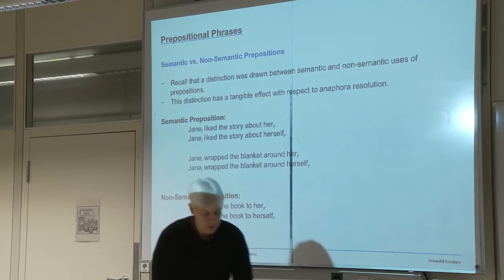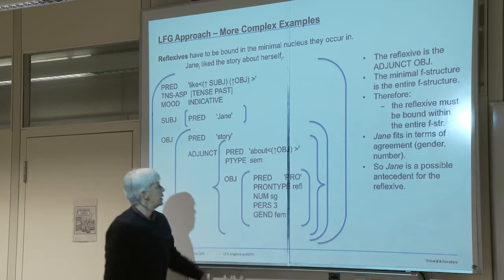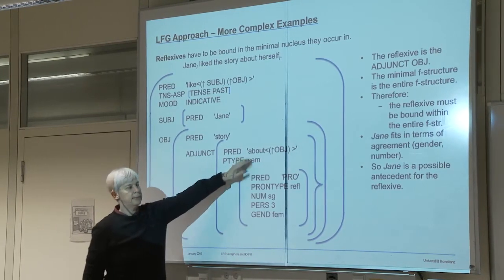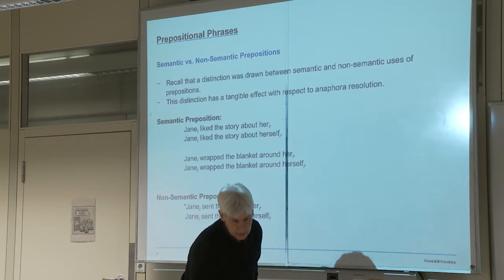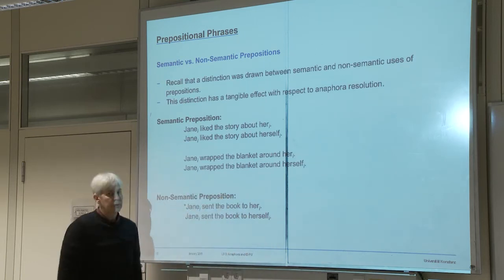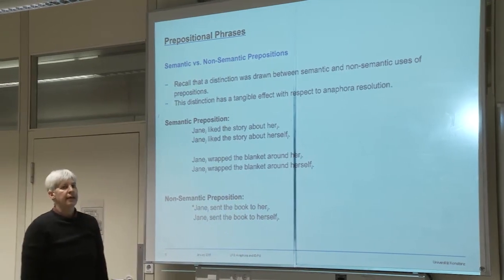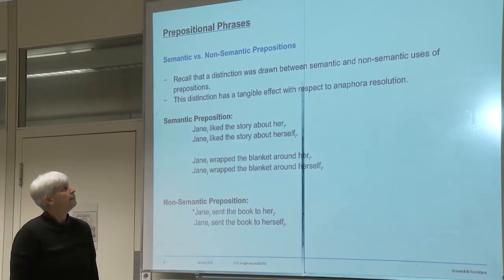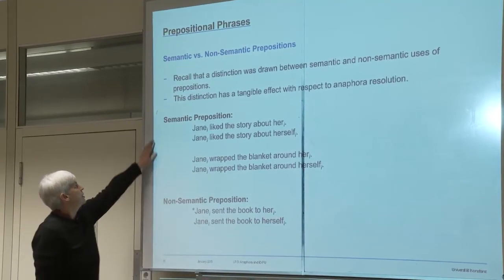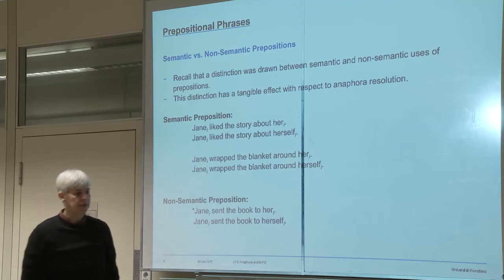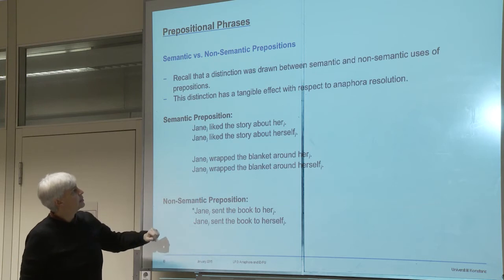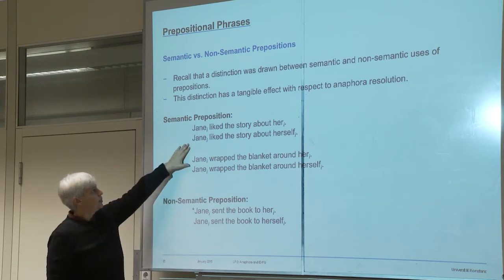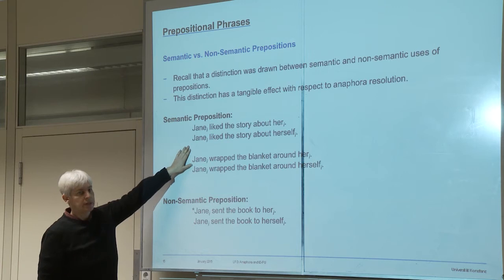Okay, so now recall that what I just said, this is a semantic preposition. It takes an object. We went through this in a different lecture. And recall also that we had a difference between semantic and non-semantic prepositions. And this distinction actually has a tangible effect with respect to anaphora resolution. So you can see it empirically. There's some examples here. These are the semantic prepositions. These are the ones we just saw. This is the one we just looked at.